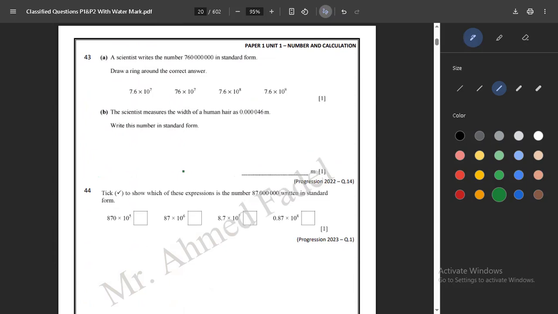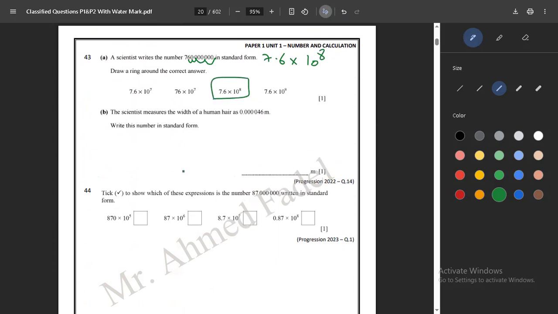A scientist writes this, and they want it in standard form, and they draw a ring around the correct answer. In standard form, I moved it 3, 6, 7, 8. So it is 7.6 times 10 to the power of, moved it to the left, so to the power of 8. Which one is it? Is this one.